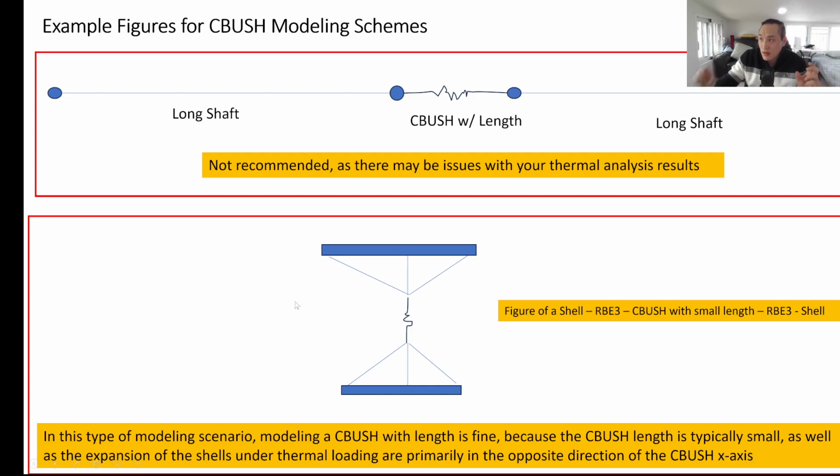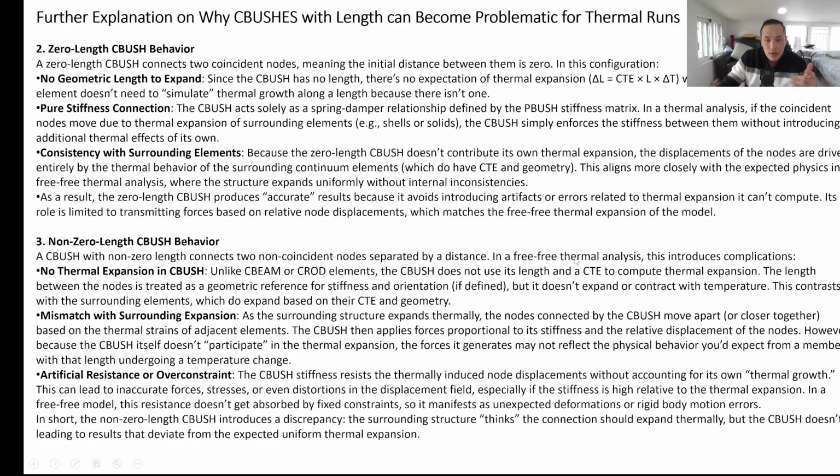I still recommend modeling it with a small length, not a large length. And like I mentioned before, you can use an API that can automate changing the CBUSH length. Once you actually have the CBUSH modeled initially with some length, you can create an API that will automate it for you to a lower length. I'm not going to go over that in this presentation. That topic is out of scope for this presentation, but just FYI.